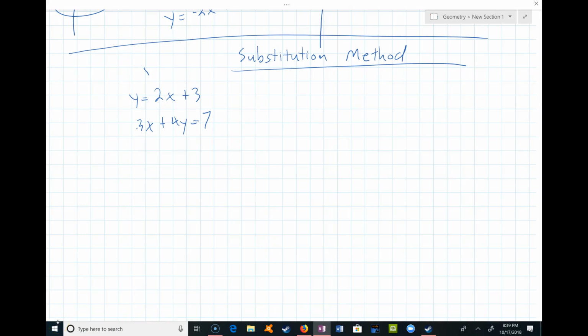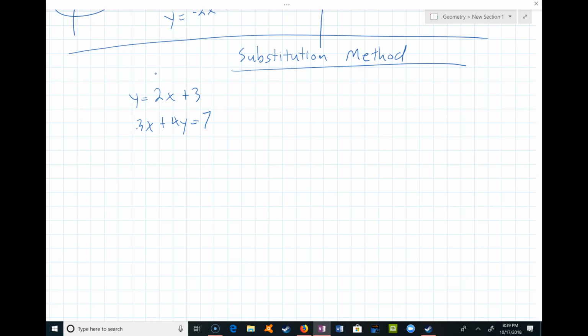Okay, welcome back. This is a video on solving system equations using the substitution method. So here's the system of equations. We got y equals 2x plus 3 and 3x plus 4y equals 7. They're both linear still. I think I said in class that we're going to just do linear equations. We could obviously graph these if we wanted to, but we're going to do this a different way.